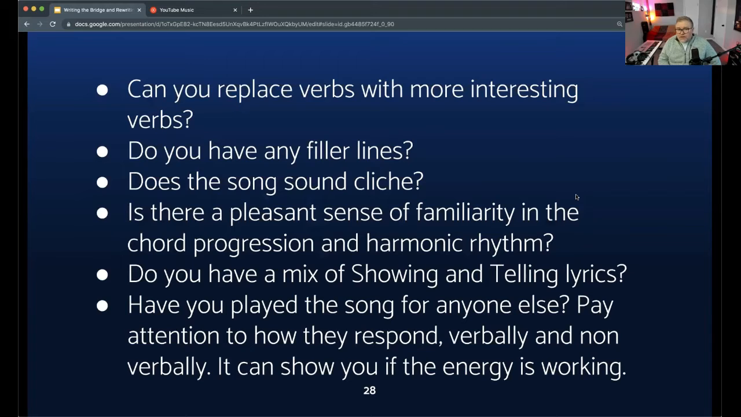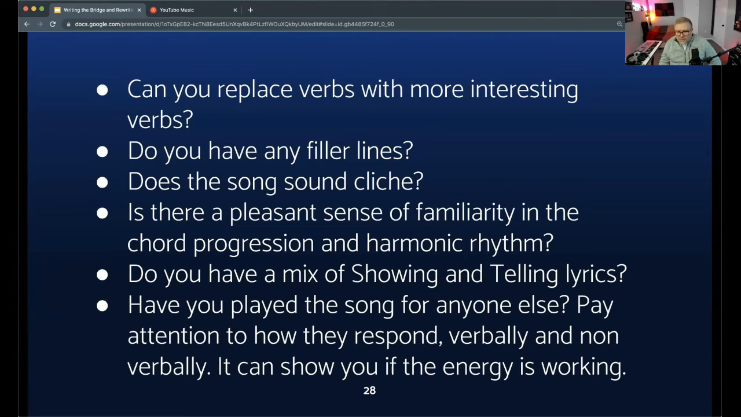Things that you can also look out for is, can you replace verbs? Looking at the verbs and seeing if, like in a thesaurus, you can pull up the verbs and see if there's a more interesting way to say things. Do you have any lines that kind of take the energy out of what you're saying? I would call those filler lines. Does your song sound cliche? Like, does it sound like something that's already been written?